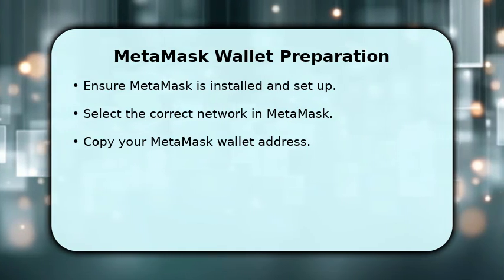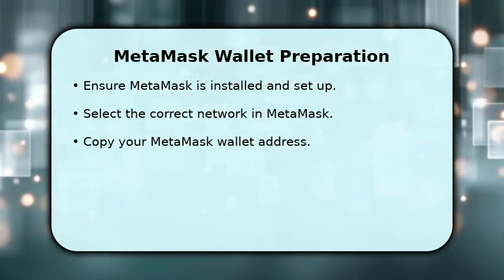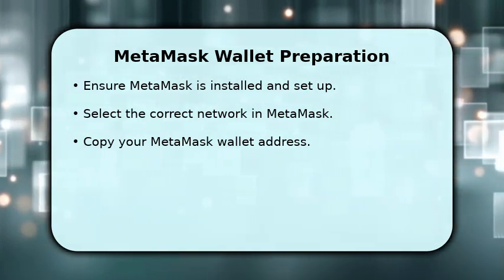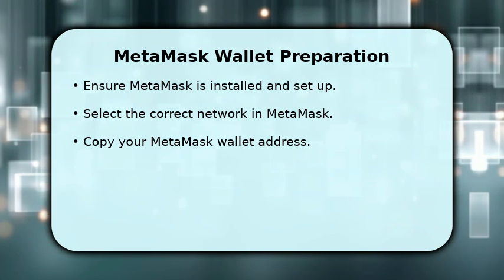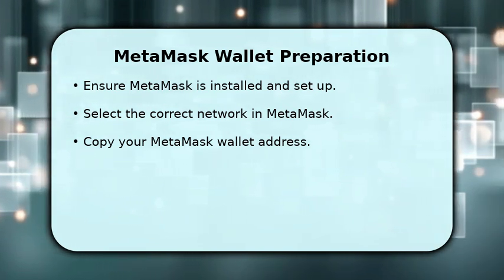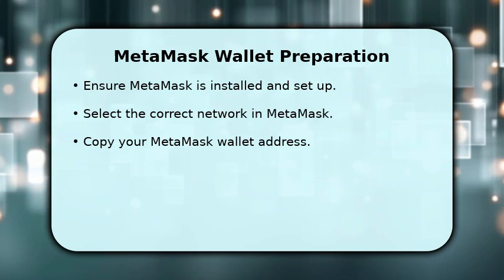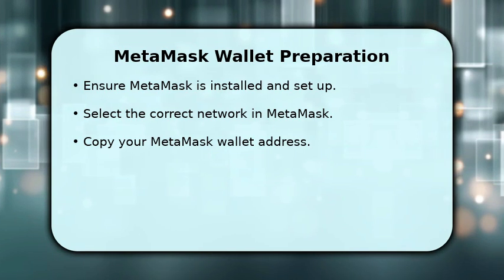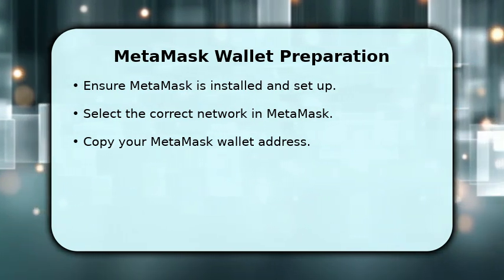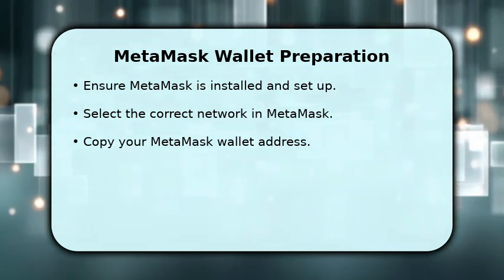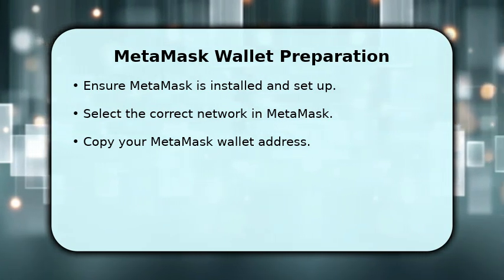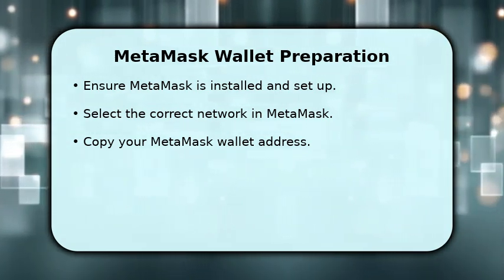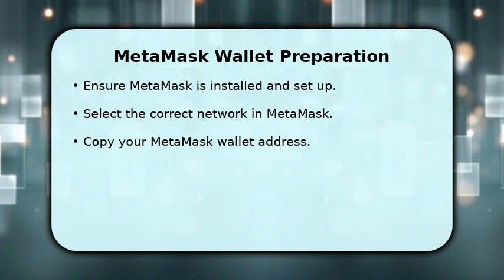Before connecting, open your MetaMask wallet and make sure it's unlocked. Select the specific network you intend to use, like Ethereum Mainnet or Binance Smart Chain, ensuring it matches the network on BitGet. Then, carefully copy your unique MetaMask wallet address to your clipboard. Double-check that you have any necessary funds or gas fees available in your wallet for the upcoming transfer.